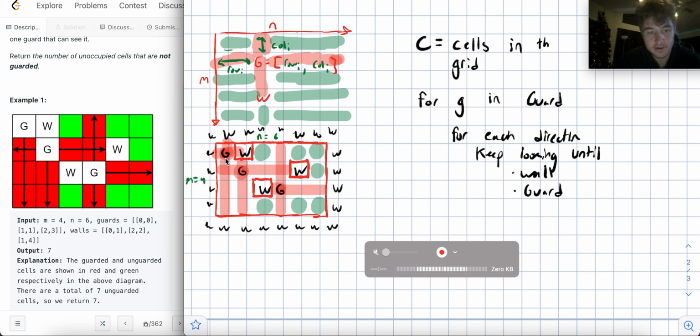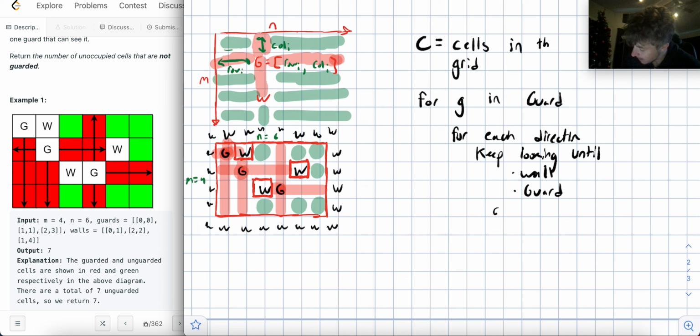I look at this guard. I go left. I keep looking until I hit a wall, then I stop. Then I go to the next direction. I look up. I hit a wall. I stop. I go to the next direction. I go down. And I hit this cell. And I say, okay, add grid cell to C.